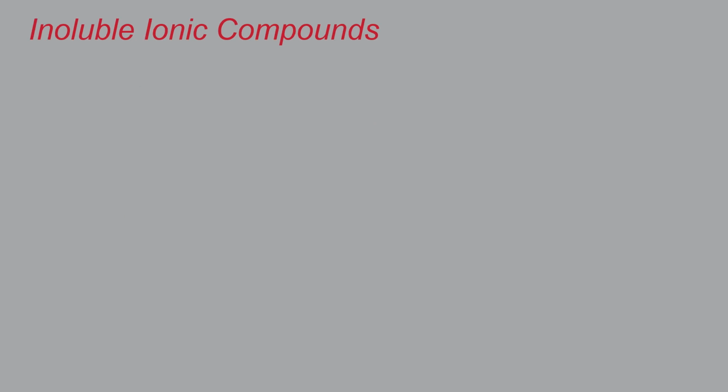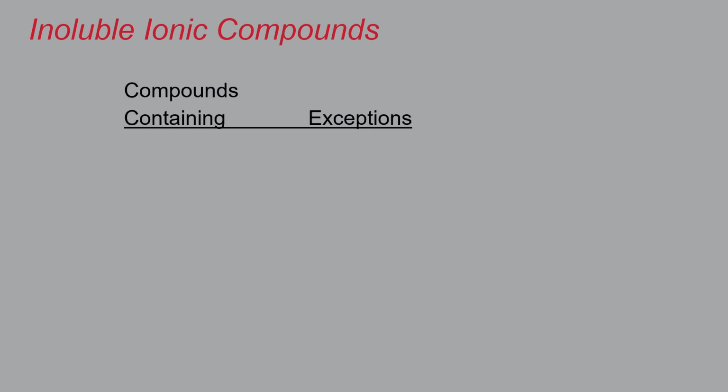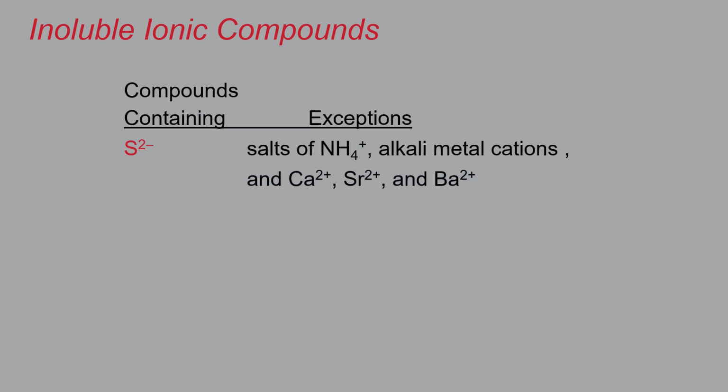Now on this slide, we're going to look at it the other way around. So this is a list of cases that will tell you for sure that an ionic compound is not soluble in water. And the first one is sulfides. So these are generally not soluble unless the cation happens to be either calcium, strontium, or barium. So again, remember, these are the heavier members of group 2, or ammonium, or the alkali metal cations.